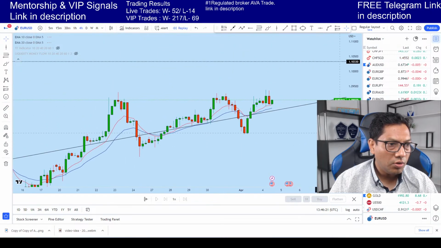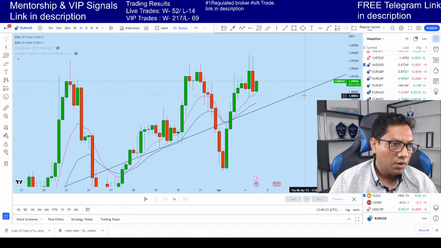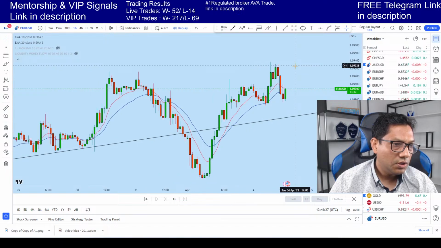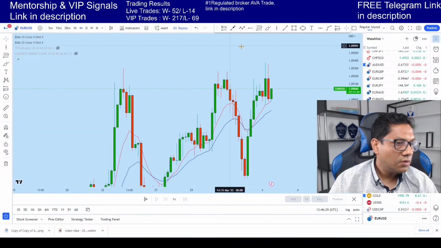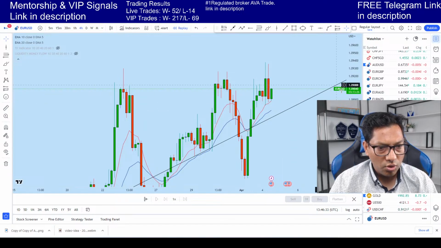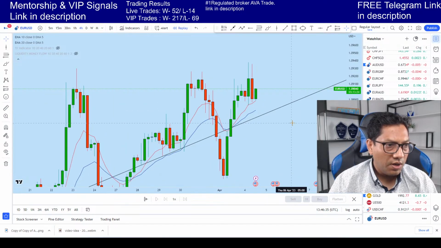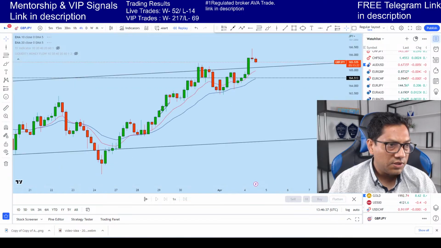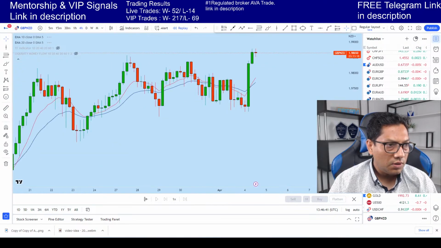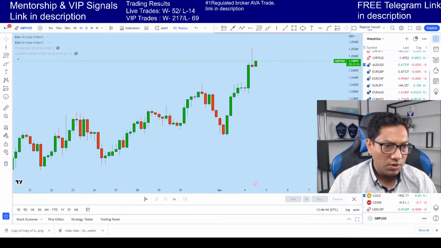For euro dollar, we see that from this support it is just trying to go bullish. After coming to this support, euro dollar is going bullish. There's news coming up, and with that news we might see euro dollar pushing higher. Let me look at all the instruments.